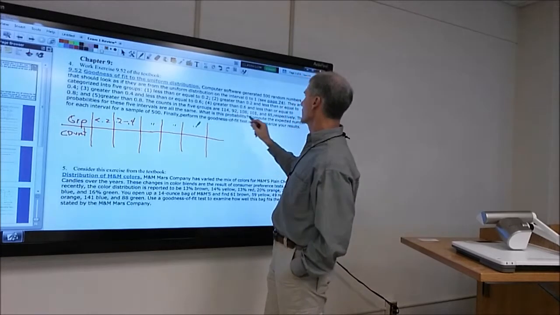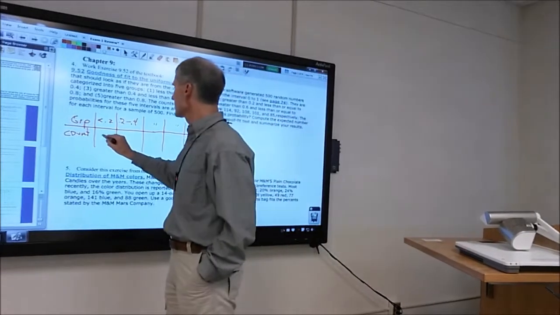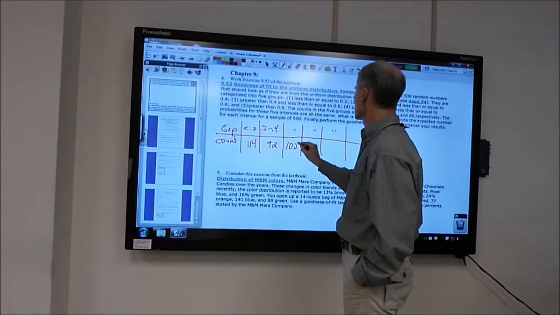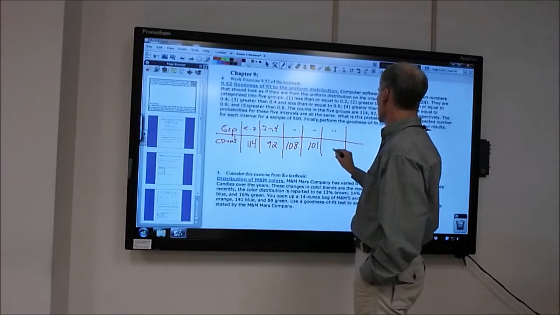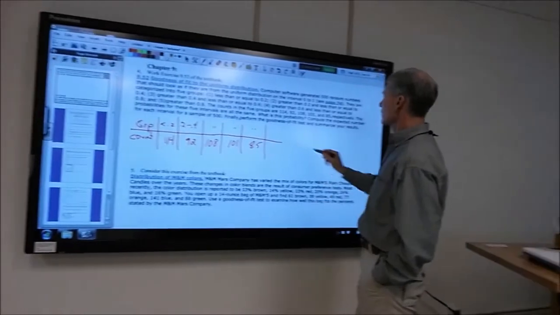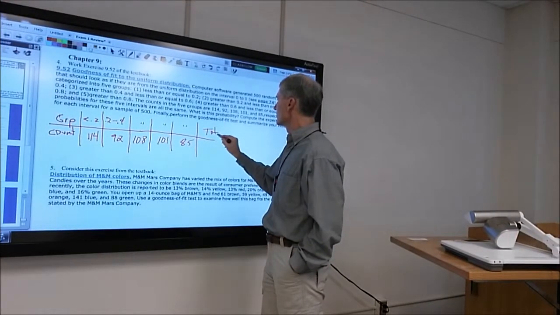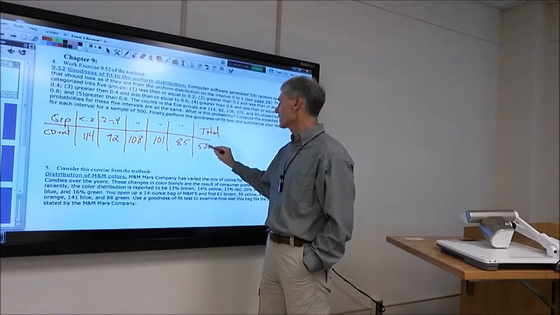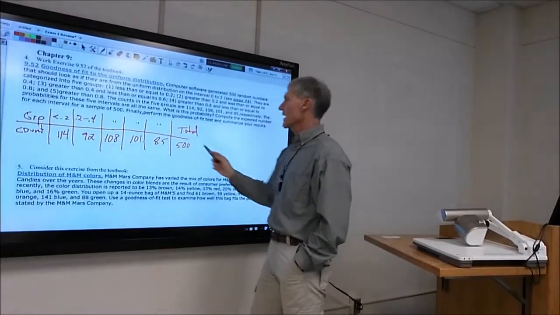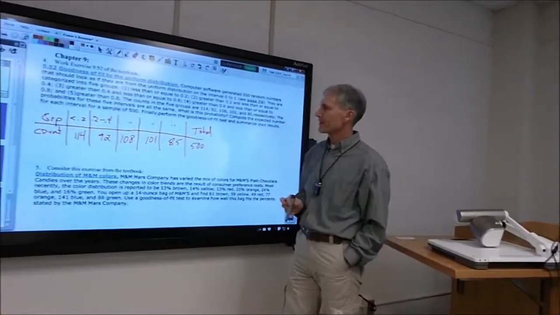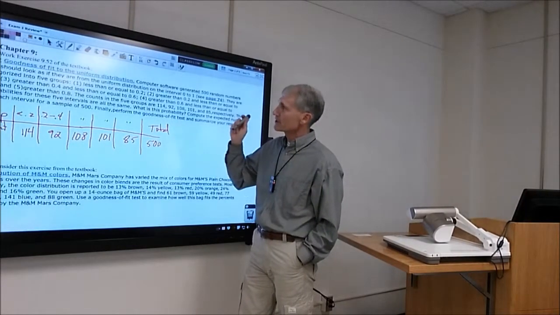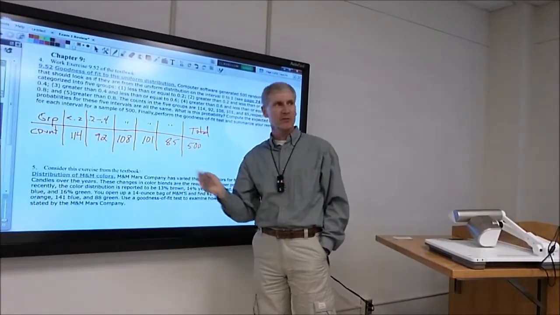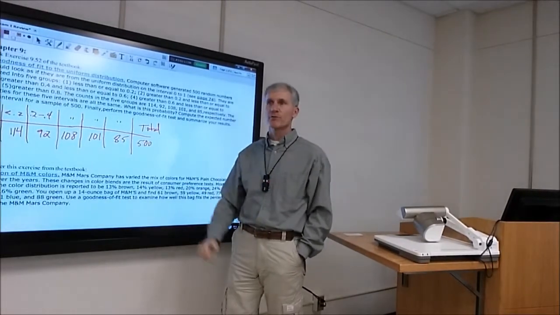So the counts in each of those are 114, 92, 108, 101, and 85. For a total of, if you sum those up, you get what? 500. You should get 500, because it says they generated 500 random numbers, and here's how they split out. Now, it says do a goodness of fit test to see do the observed counts fit what you would expect if these were truly uniformly distributed.